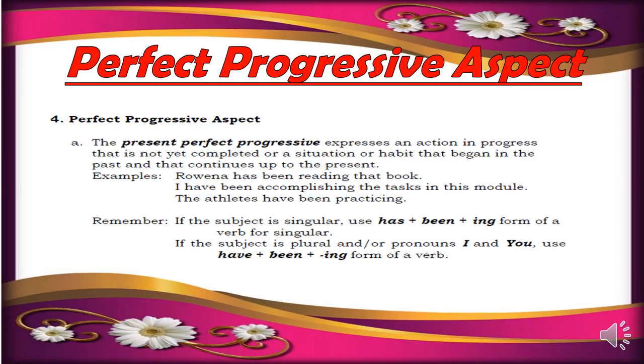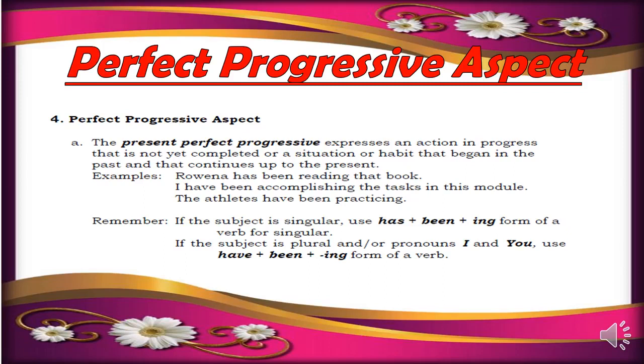Okay, and then we have the perfect progressive aspect. That is the number 4. So it has also the present, the past, and the future. And the present perfect progressive expresses an action in progress that is not yet completed or a situation or habit that began in the past and that continues up to the present time. Example, Rowena has been reading that book. Another one, I have been accomplishing the task in this module. And the last example, the athletes have been practicing.